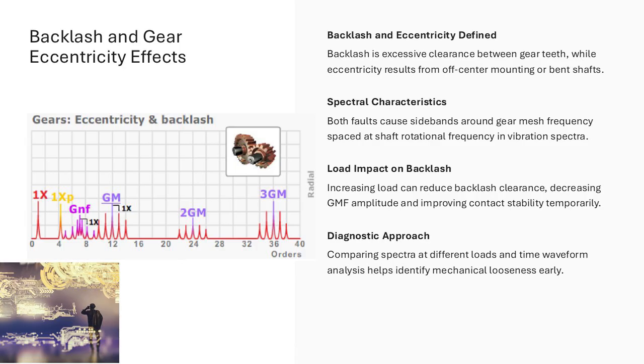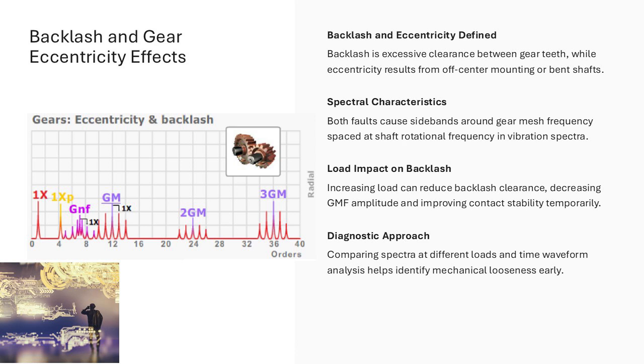Unlike advanced wear, eccentricity often produces a limited number of sidebands, sometimes only a single dominant sideband on either side of GMF. Nonlinear contact behavior may also cause the first and third GMF harmonics to become dominant. In cases of backlash, an interesting diagnostic feature is that GMF amplitude and associated natural frequency peaks may decrease as load increases. This counterintuitive behavior occurs because increased load temporarily reduces clearance, improving contact stability. Recognizing this pattern helps differentiate backlash from other faults.